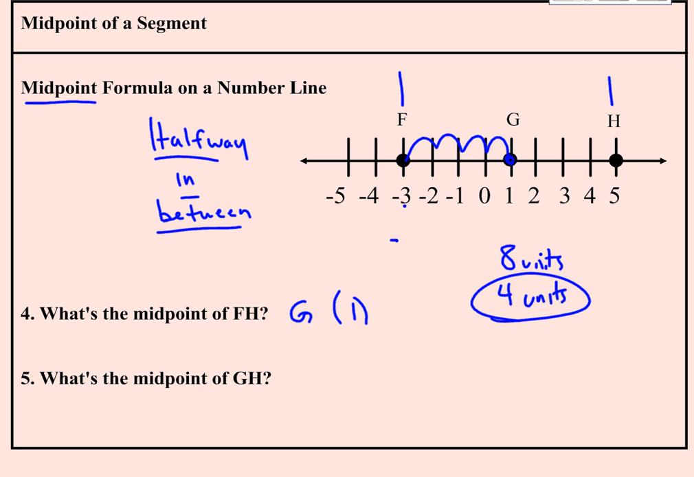So what's the midpoint between G and H? Well, it's 1, 2, 3, 4. So I need to go 2 points. There's the midpoint. That's going to be at location 3. So midpoint means literally halfway in between.